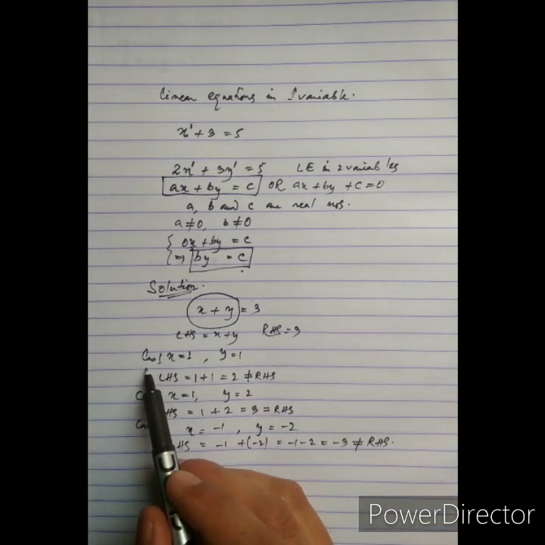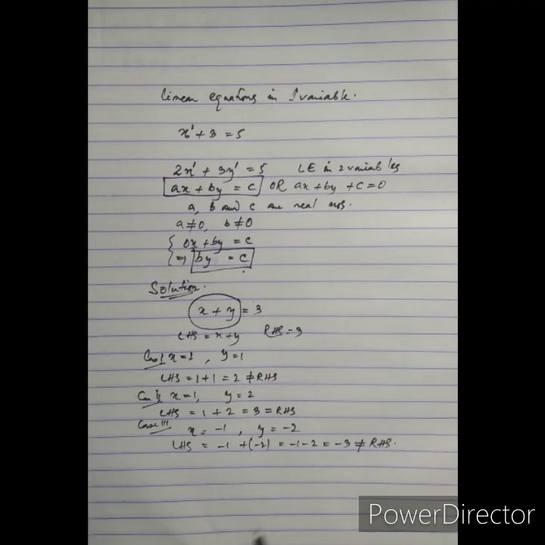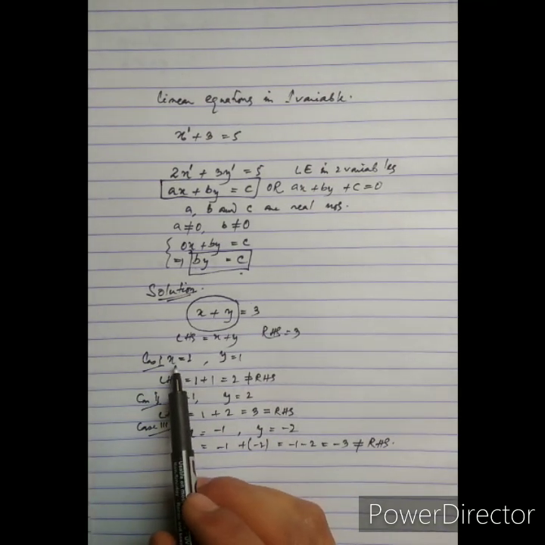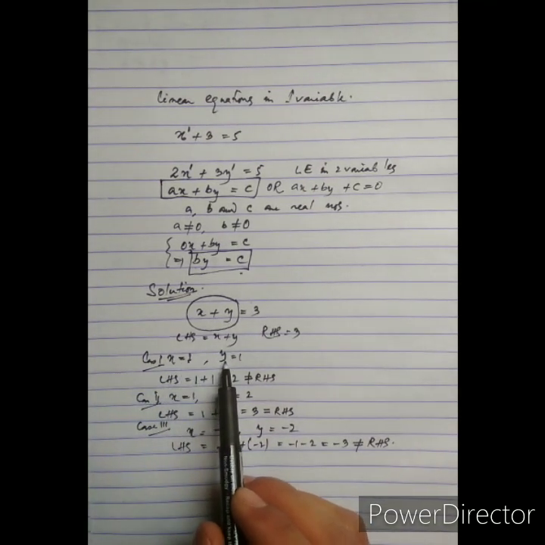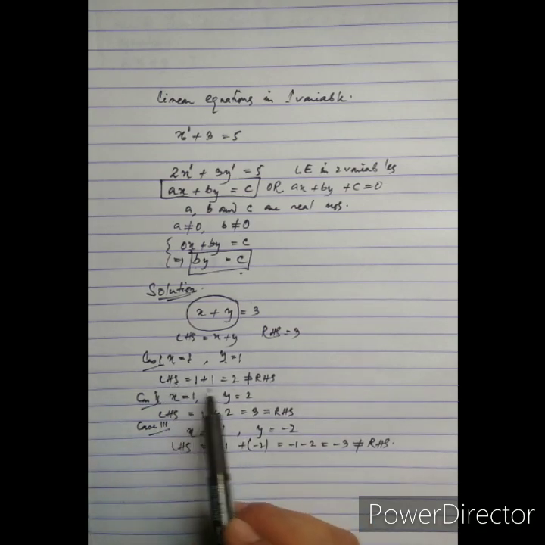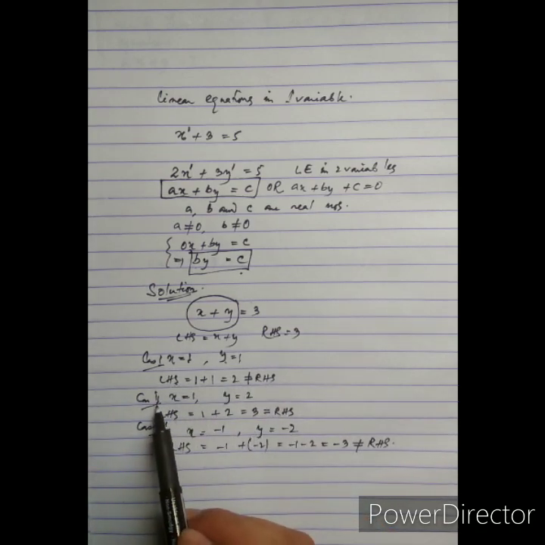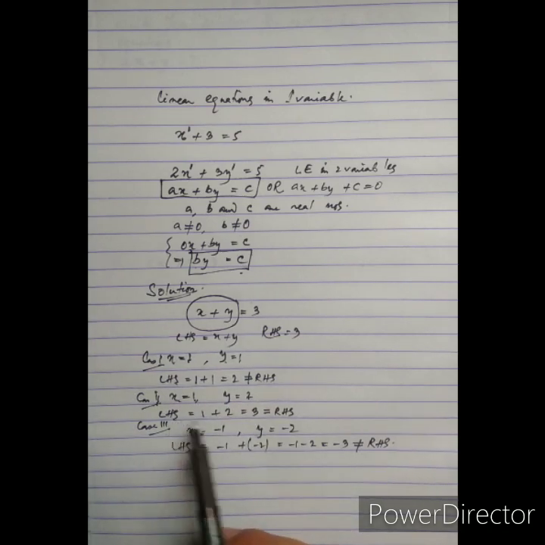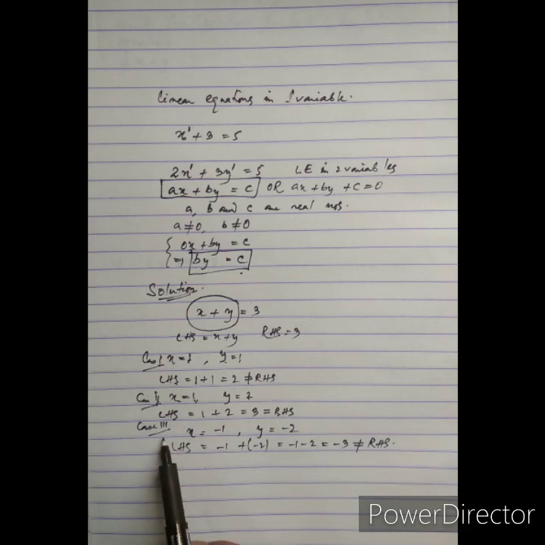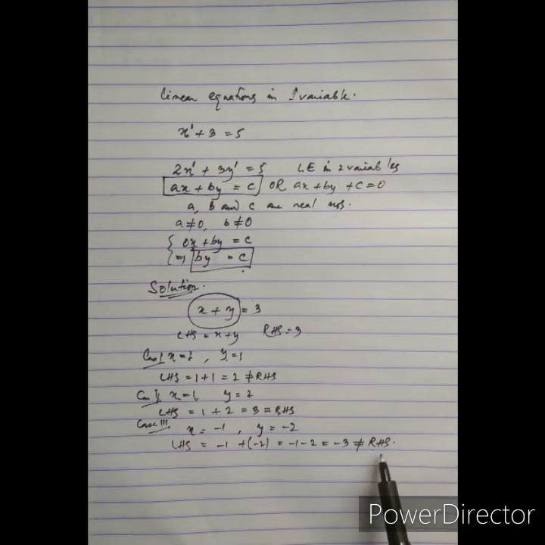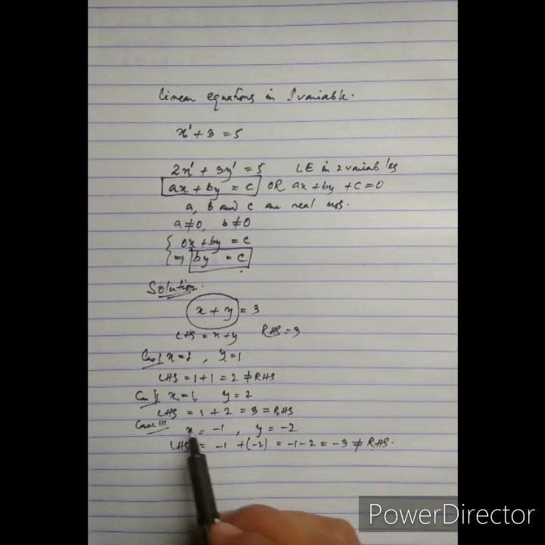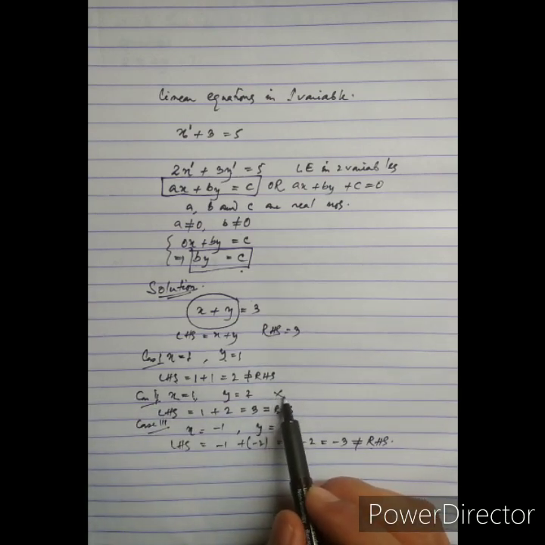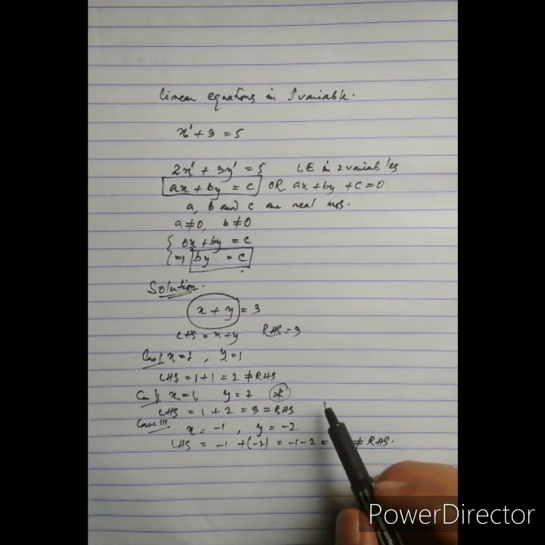So we have seen 3 different cases. When x is 1 and y is 1, the left hand side is not equal to the right hand side. But in the second case, when x is 1 and y is 2, the left hand side and right hand side are equal. In the third case, when x is -1 and y is -2, the left hand side is again not equal to the right hand side. So let me take the second case.